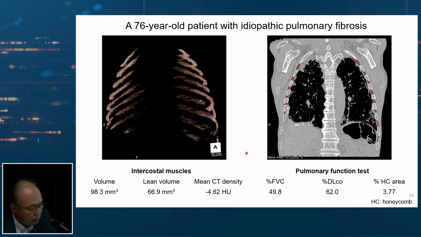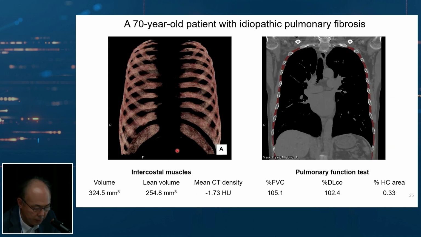This is a case of the pulmonary fibrosis, IPF. This case is a very hard case, and the respiratory function is very decreased. Also, the volume of the intercostal muscle is decreased. And this is another case of the IPF. But this patient maintains their pulmonary function, and also intercostal muscle volume is maintained.